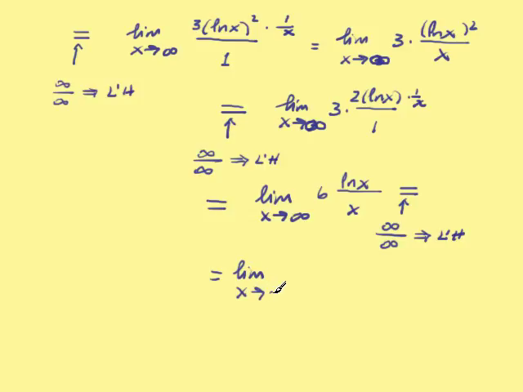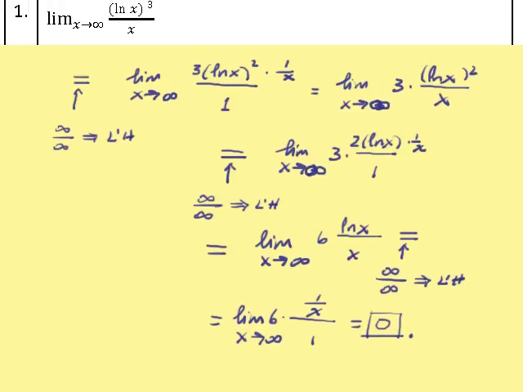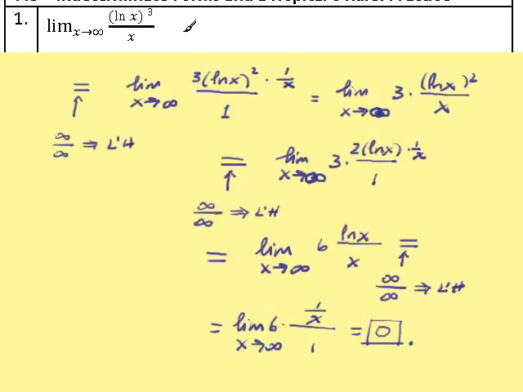Now take the derivative top and bottom. And now we just have 6 times 1 over x as x goes to infinity. This is 0. So finally, we've finished taking the limit, and we see that this original limit is 0.